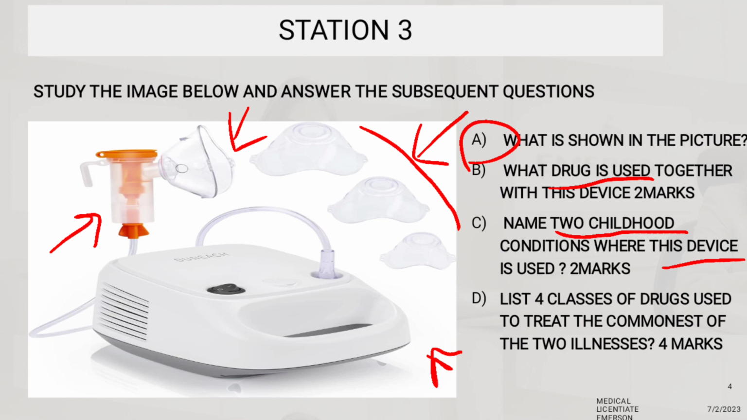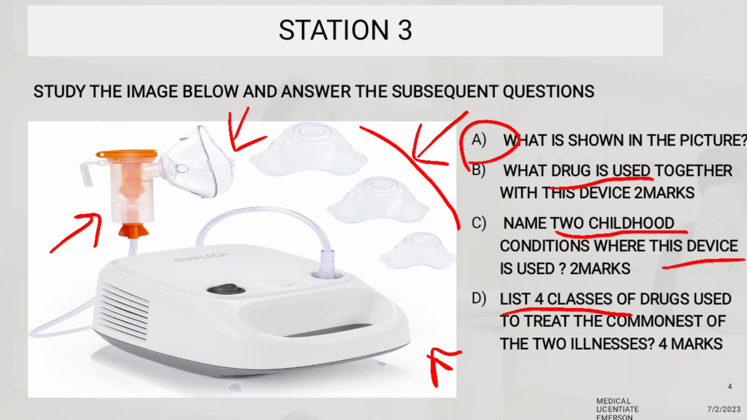But the reason why there is another case study where they asked about the nebulizer, which is also available on the channel, so you can check out that other video on the nebulizer as well, so that you check out other questions they might ask on the nebulizer. So the 2 childhood conditions we have are asthma and cystic fibrosis. Then list 4 classes of drugs. So they want classes of drugs.